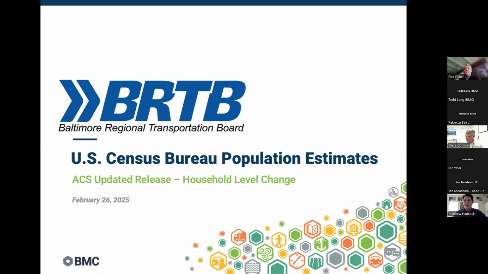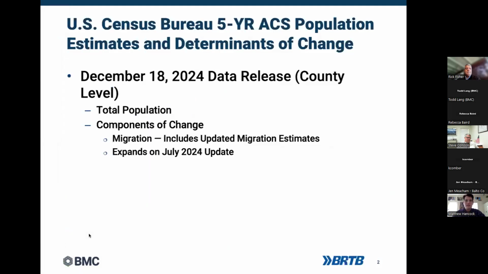So what I'm going to be discussing today is an update from the ACS that was released in December on household components of change, or just household change in general. I'll get a little bit more into the specifics of the data as we move through. This is going to be from our December 18th, 2024 releases. It is the most recent data that has been released from the census.